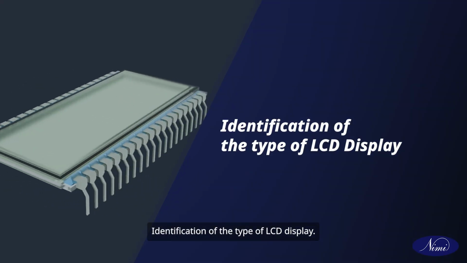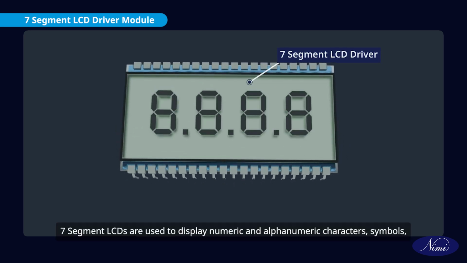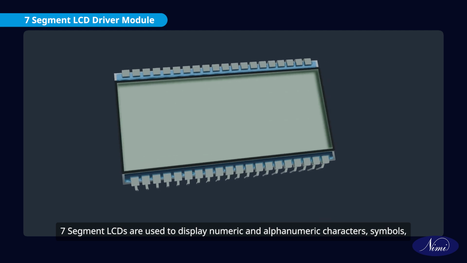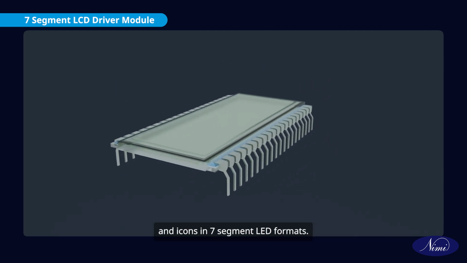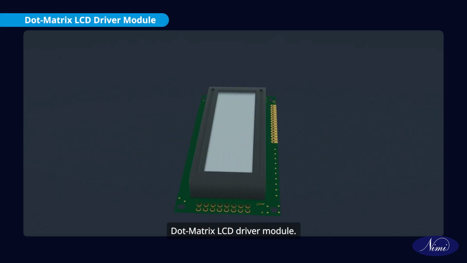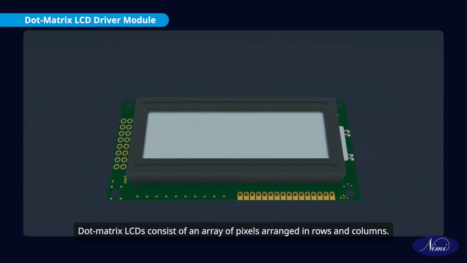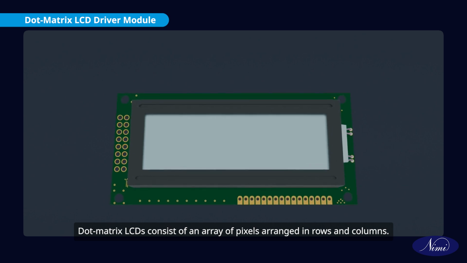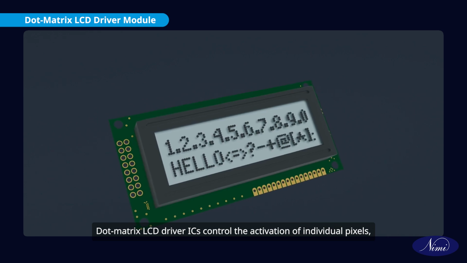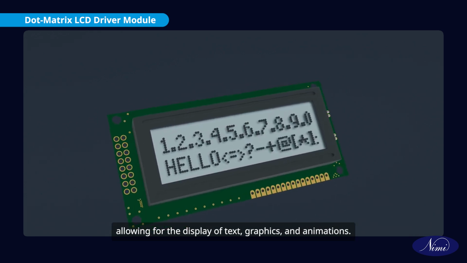Identification of the type of LCD display. 7-segment LCD driver module. 7-segment LCDs are used to display numeric and alphanumeric characters, symbols and icons in 7-segment LED formats. Dot matrix LCD driver module. Dot matrix LCDs consist of an array of pixels arranged in rows and columns. Dot matrix LCD driver ICs control the activation of individual pixels, allowing for the display of text, graphics, and animations.